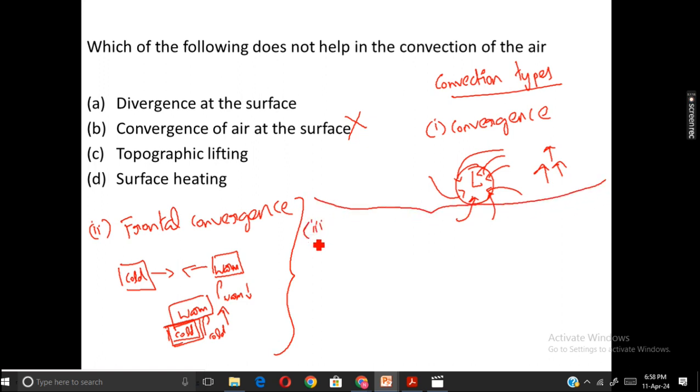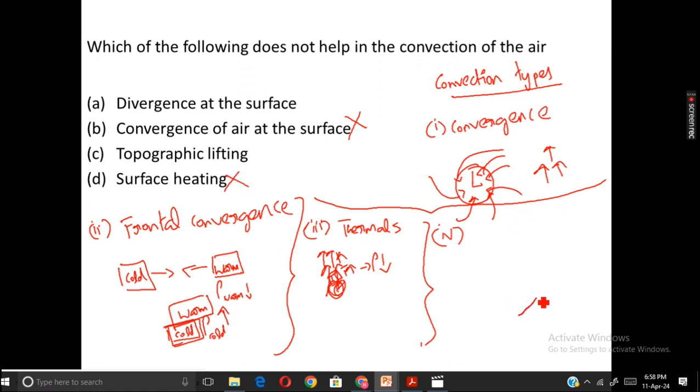Third one is due to thermals. Suppose there is local heating happening over the surface. The temperature of the air parcels at the surface will increase, which will lead to a decrease in density, and the parcels will rise. This is known as thermals due to surface heating. This will also lead to convection of the air. So this is also not the answer. Surface heating also is not the answer.